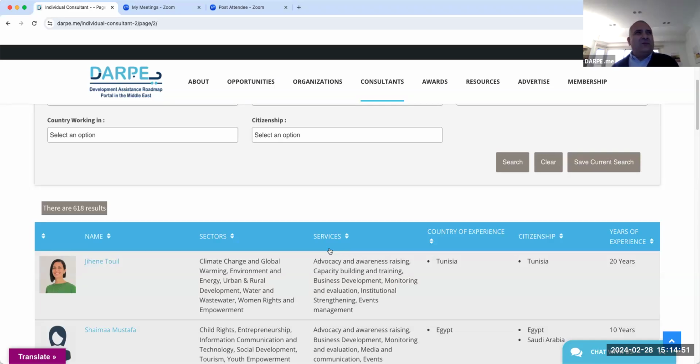And then we have done this to make sure that DARPE is an enabler for proposal writing. To develop proposals, you need consultants. It's important to have consultants in your team, your proposed team. So we thought at that time, let's build a database for consultants so our members can benefit from it. The consultants on the other side, it's a win-win.